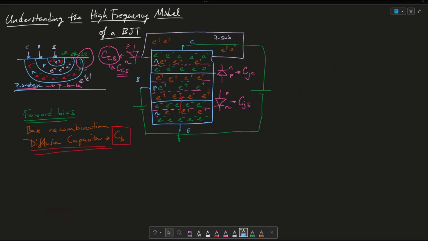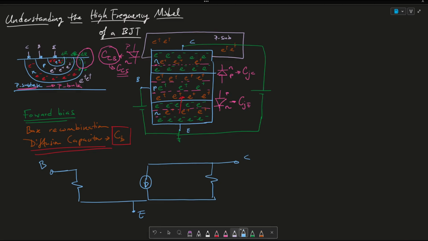So the next thing I'm going to do to bring this full circle is draw the small signal model of the BJT. Okay. C, E, and this is B. We have this as V pi, R pi. This is going to be gm V pi. This is going to be ro.